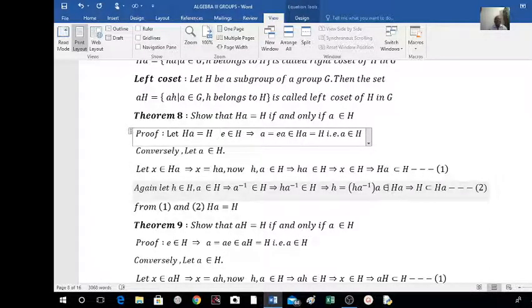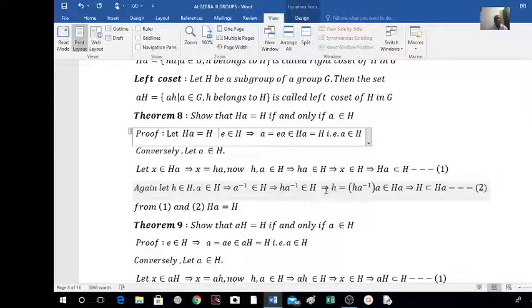Next, I will try to show that H is a subset of HA. For that I will consider an element here, and I will try to show that element belongs to HA also. Again, let H be an element belonging to H. Now here A belongs to H, which I have considered already, it is given here. Then if A belongs to H, as H is a subgroup, therefore the inverse of A also belongs to H. That is, A inverse belongs to H. Now H belongs to H, A inverse belongs to H. Then what about HA inverse? By closure law, this also belongs to H.